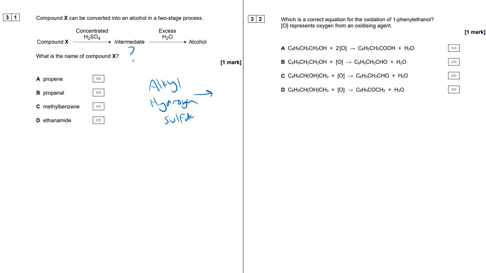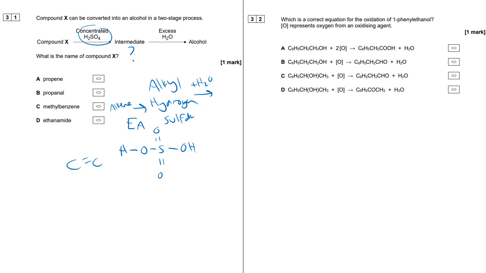So adding water to this thing called an alkyl hydrogen sulfate would make an alcohol. How do you make the alkyl hydrogen sulfate with concentrated sulfuric acid? That will be from an alkene. So that happens via electrophilic addition, where the H2SO4 acts as an electrophile. And again, you might remember drawing this mechanism out once or twice.